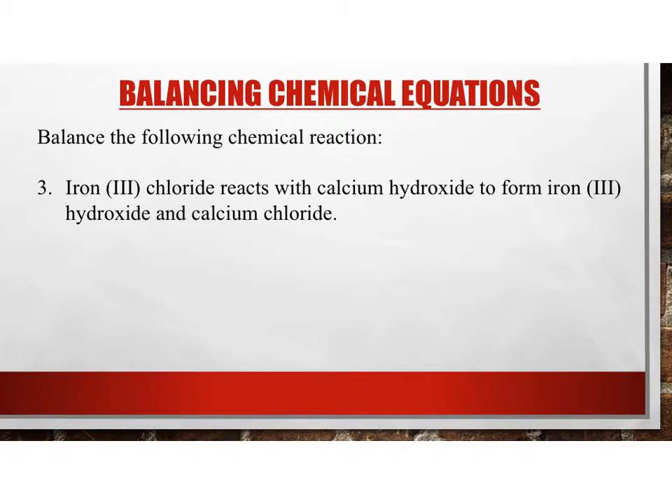I have iron 3 chloride reacting with calcium hydroxide to form iron 3 hydroxide and calcium chloride. Okay, this is a 3, that's a 1, that's a 2 and a 1, that's a 3 and a 1, and a 2 and a 1. All I did was write the numbers associated with their charges to help make writing the skeleton equation a little faster.